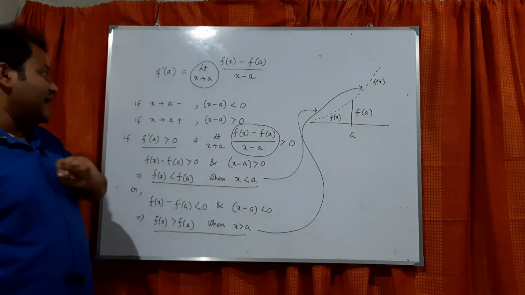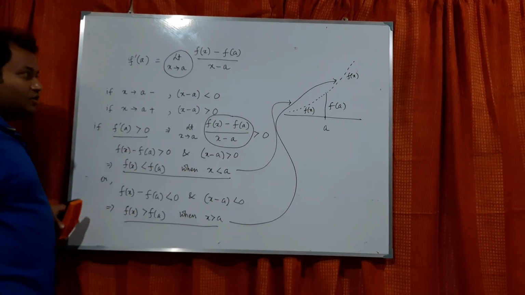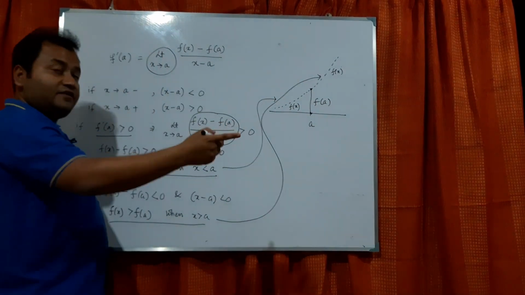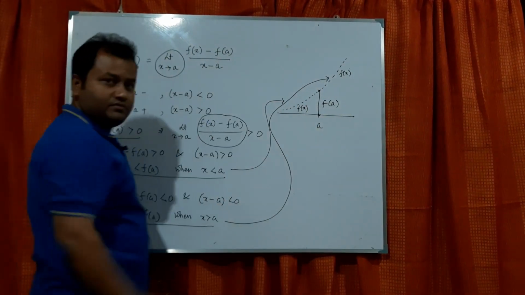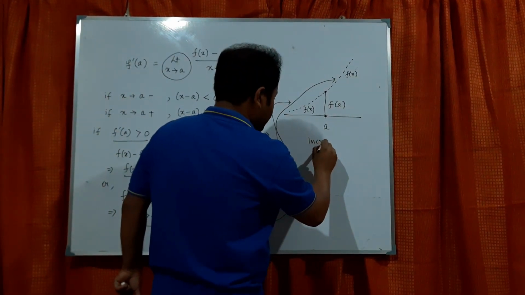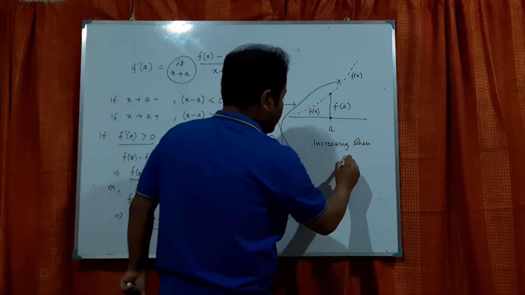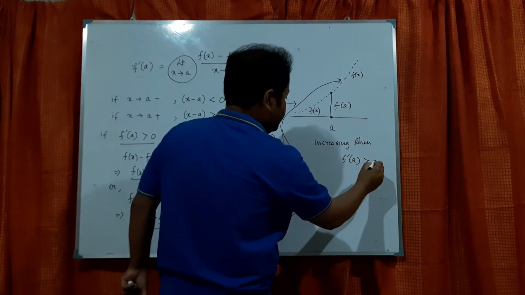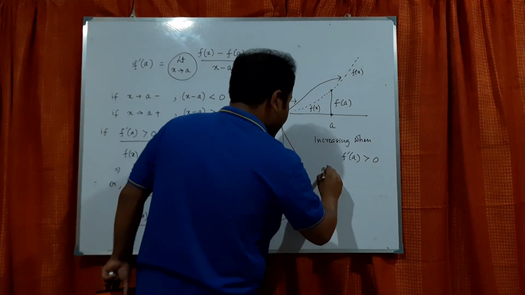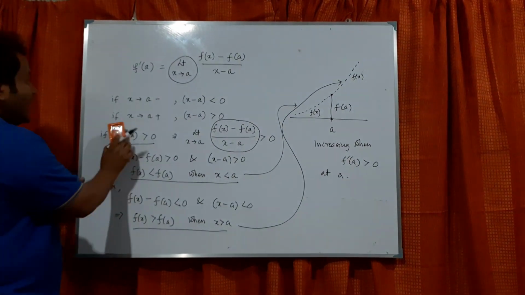Understand? Now you see from the diagram what we have got actually: when f dash a is greater than 0, that is at this point when the derivative is positive, then the function is going upward. That means the function is increasing. So it is increasing when f dash a is positive. Okay, and it is increasing at a, at the point a.